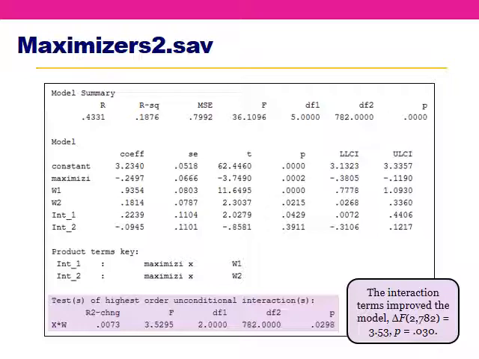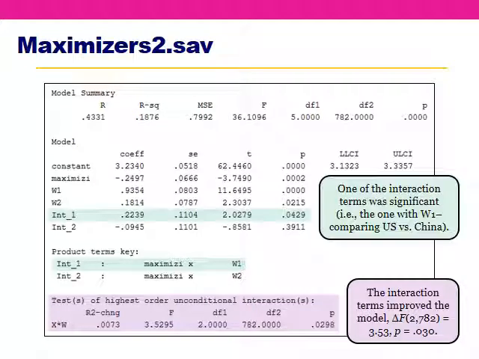Now, in this situation, since we have two interaction terms, we have to look at them individually and see, did they both improve the model or did only one of them improve the model? So we actually have to jump back up here and we see that interaction term 1 was significant. And remember that dummy variable 1 compares China and the US. So what this is telling us is that the relationship between maximizing and well-being is different in the US than it is in China.